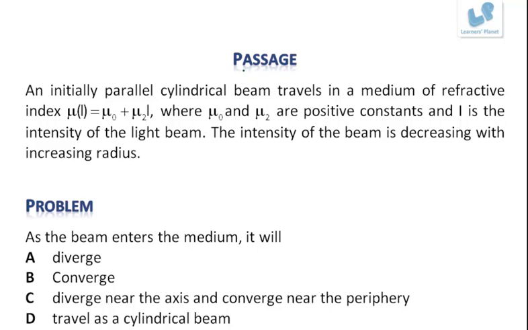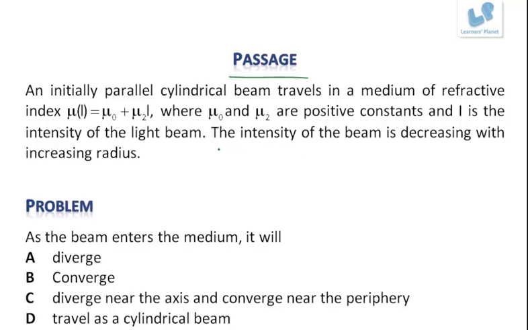Now let us look at the next question. These set of questions are based on a passage. An initially parallel cylindrical beam travels in a medium of refractive index mu, which is a function of intensity I, and it is given by mu naught plus mu 2 I, where mu naught and mu 2 are positive constants and I is the intensity of the light beam.